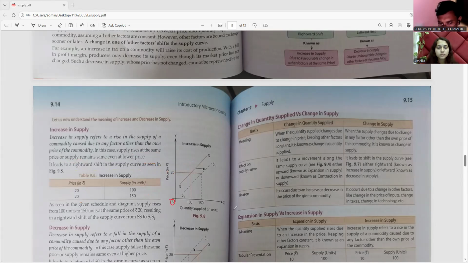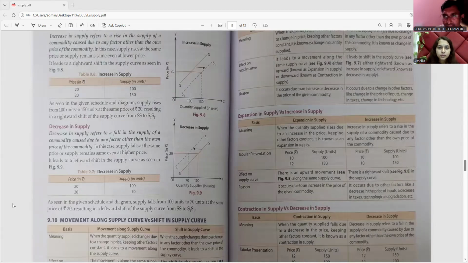Here is the y-axis, here is the x-axis. When your price was 20, the supply was 100. When the price remains the same, supply is increased from 100 to 150. It means your supply curve moves to the rightward side, from this side to this side. Right? So this is a simple example.